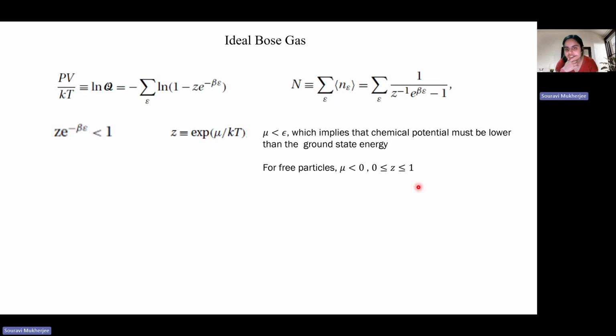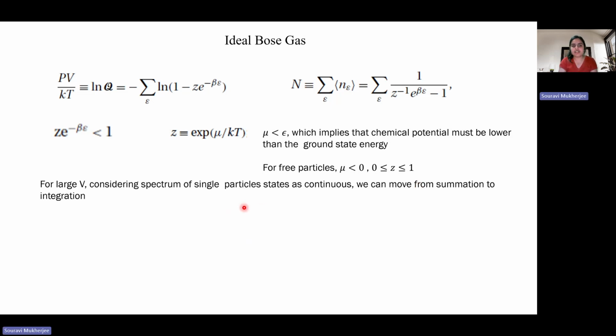What I mean is, as Z goes towards 1, that's typically the condensation regime that would come up. Okay. So now for large V, considering the spectrum of single particle states as continuous, what we can do is change this summation to integration.